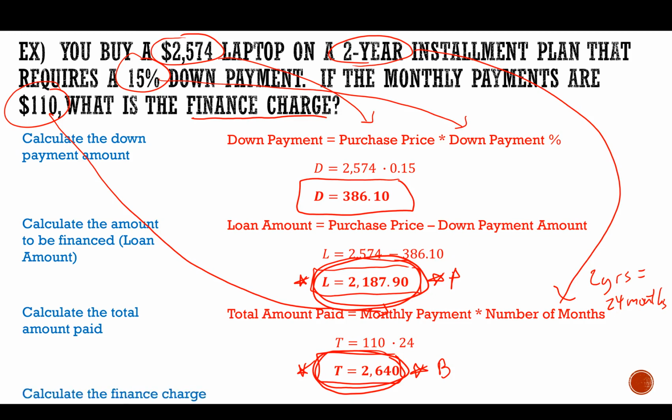So calculating the finance charge, it's a little tight to see in there. But the finance charge, the interest, I, is going to equal the total amount, $2,640, minus how much I was supposed to borrow, the loan amount. And when I do that subtraction, it's $452.10. So $452 in interest was paid on that laptop. Since that was about a $2,500 laptop, you ended up paying roughly 20% in interest here. Actually a little bit less, but you end up paying a lot in interest.